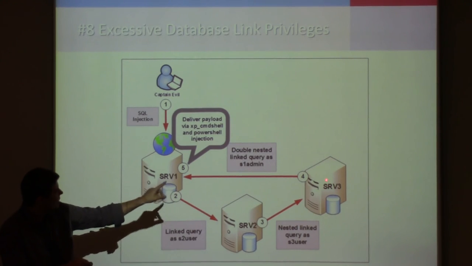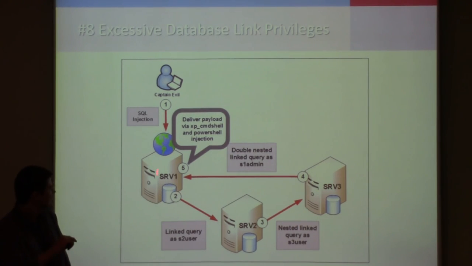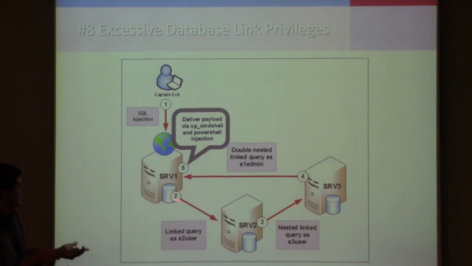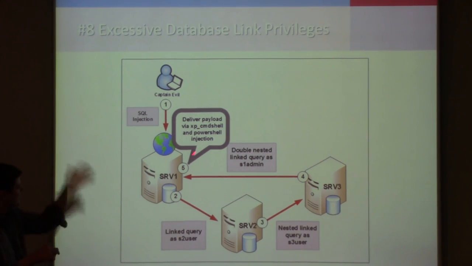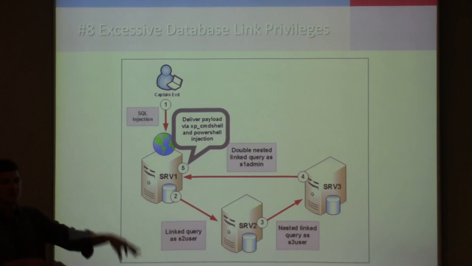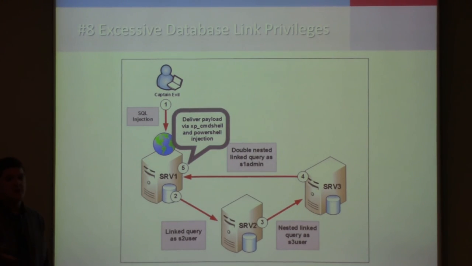I say, oh, there's another link. Oh, wait. This link from 3 to 1 is configured as a sysadmin. So now I have sysadmin privileges on this box. Very often, I'm traversing different network zones. So I'm in a user zone, and I end up in a PCI zone, for example, or somewhere where there's regulated data. And then using xp_cmdshell or any of those other methods I talked about, we push PowerShell injection payloads. It basically executes the shell in memory. Nothing ever touches the disk. And now we have a shell on the box.